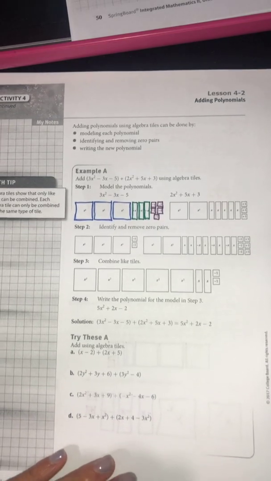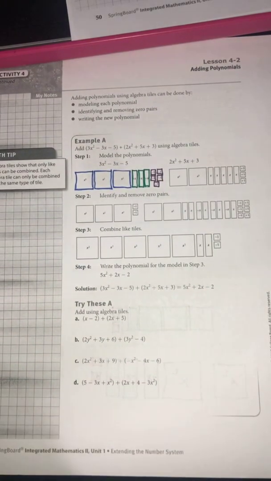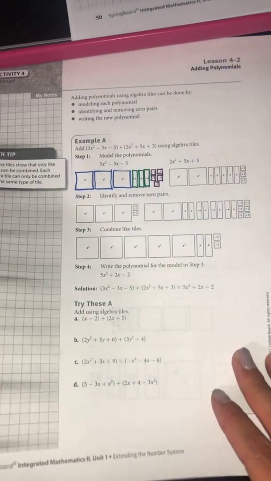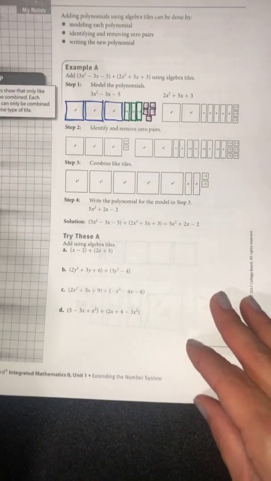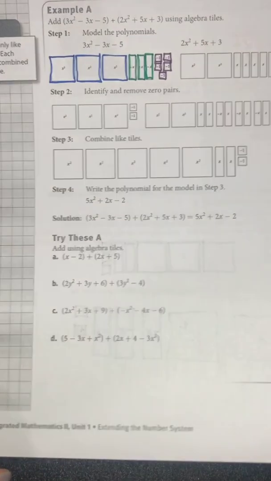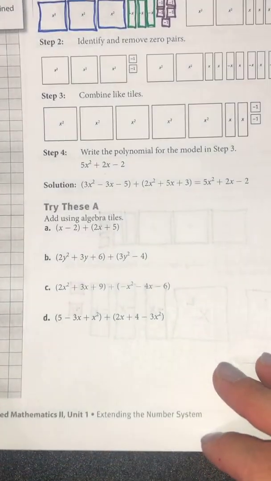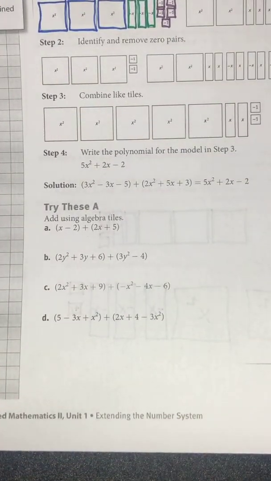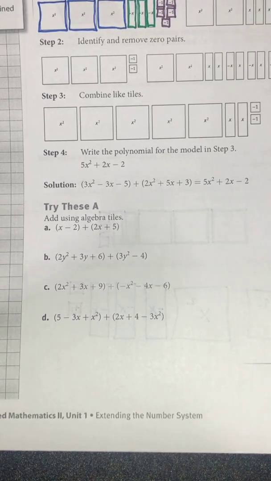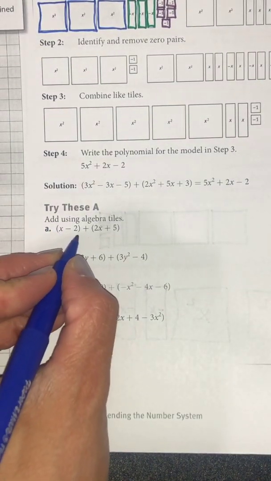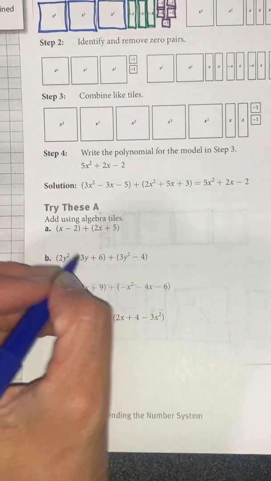So let's go ahead and take a look at the Try These A, and let's try it. It says to add using algebra tiles, but we're going to add without using algebra tiles. We are going to combine like terms. Okay, so we're going to start by grouping. We're going to look for the like terms. So x minus 2 plus 2x plus 5.